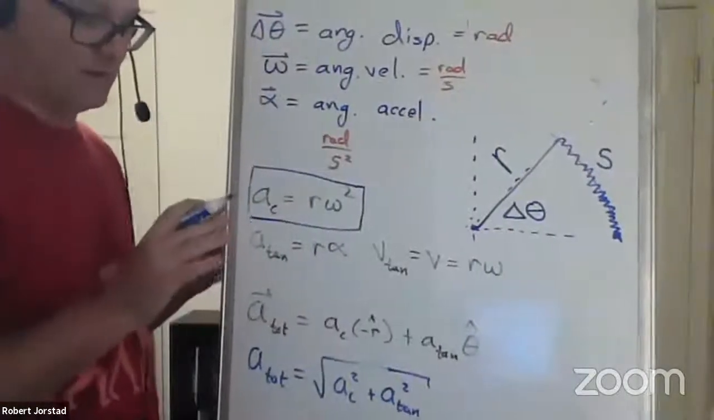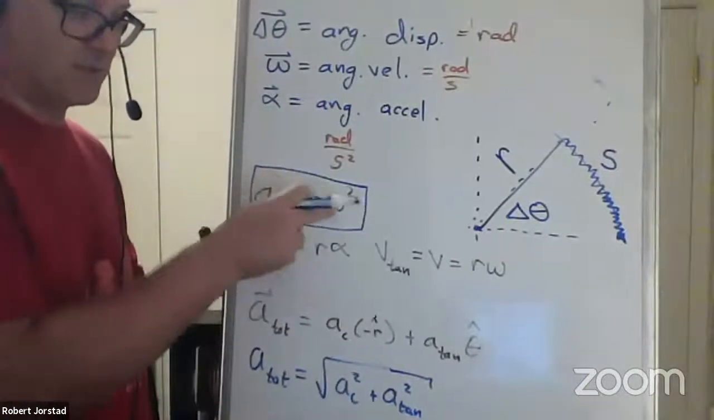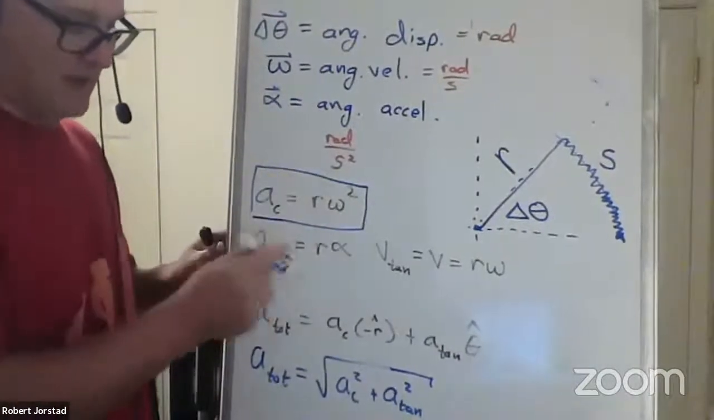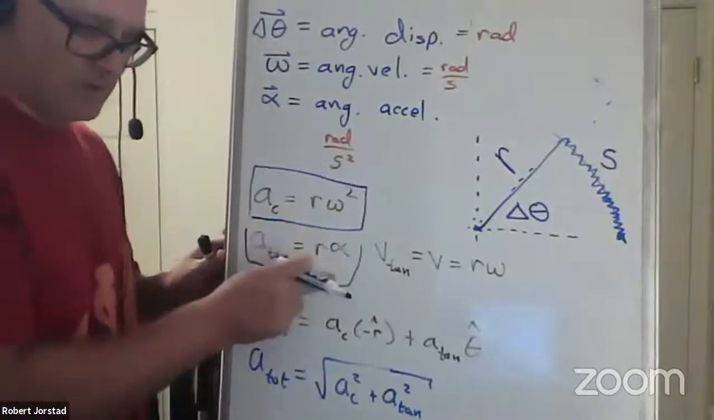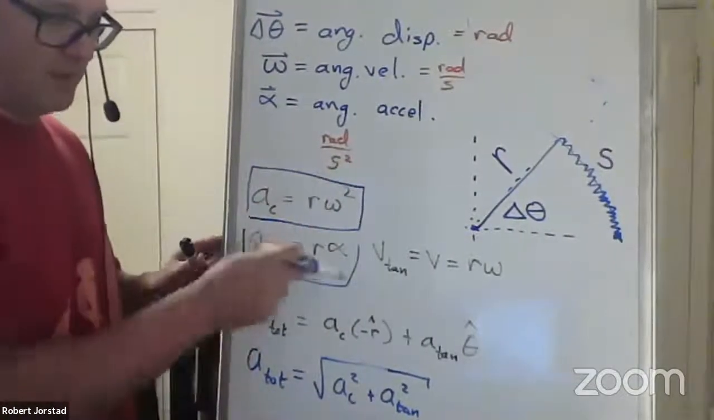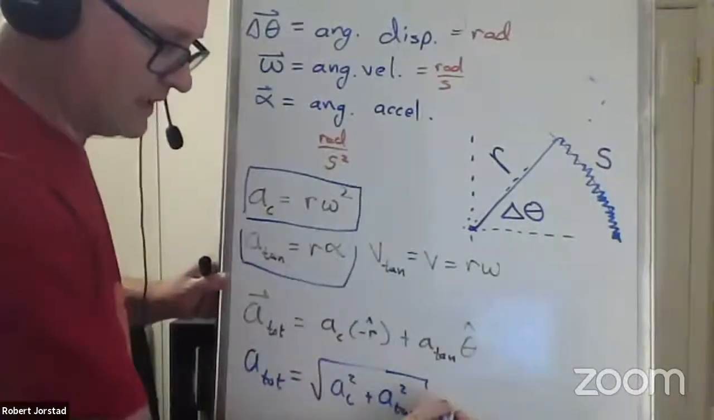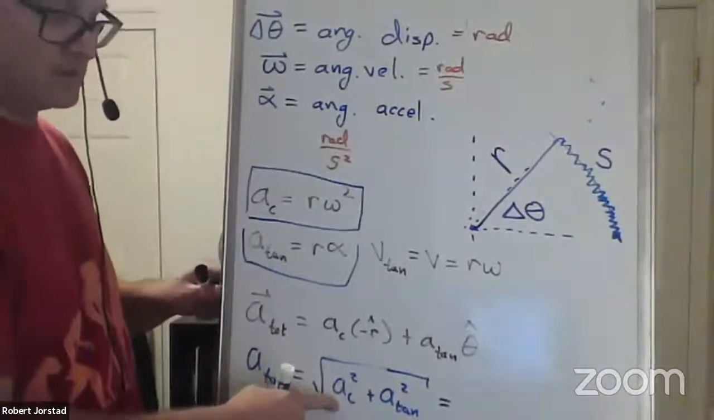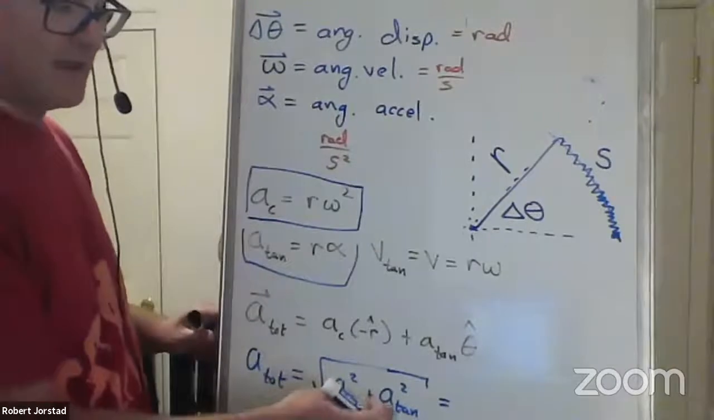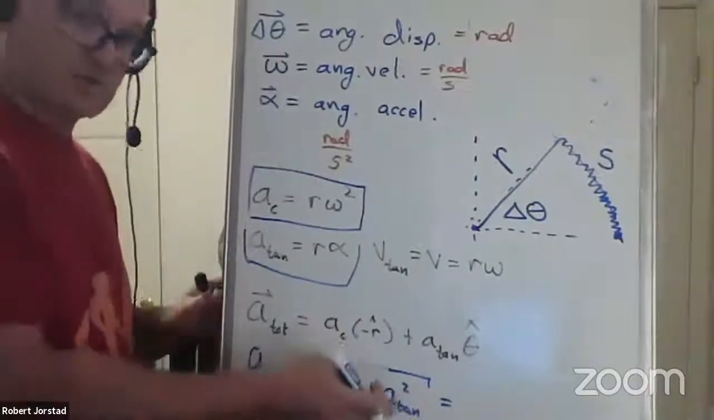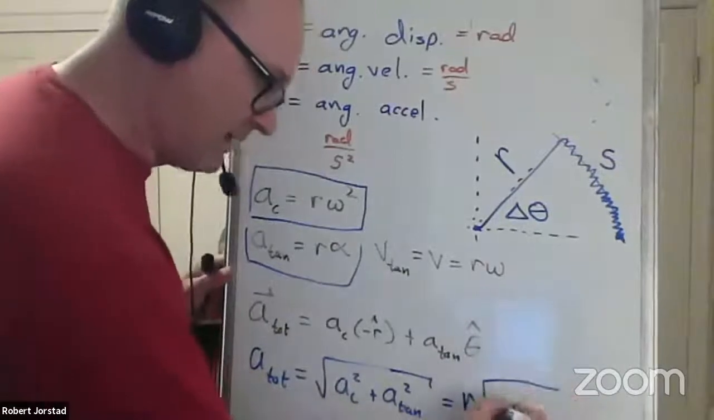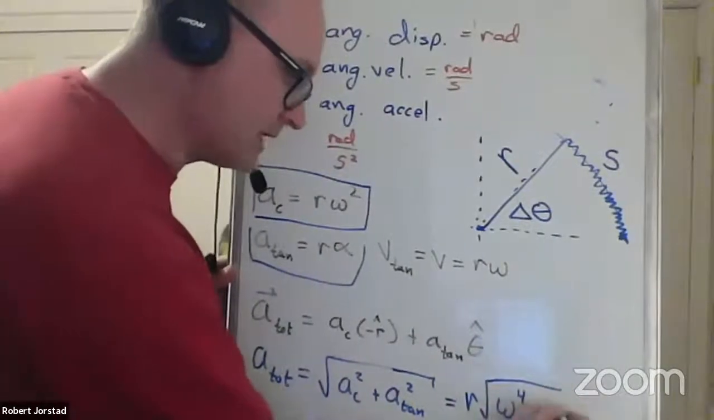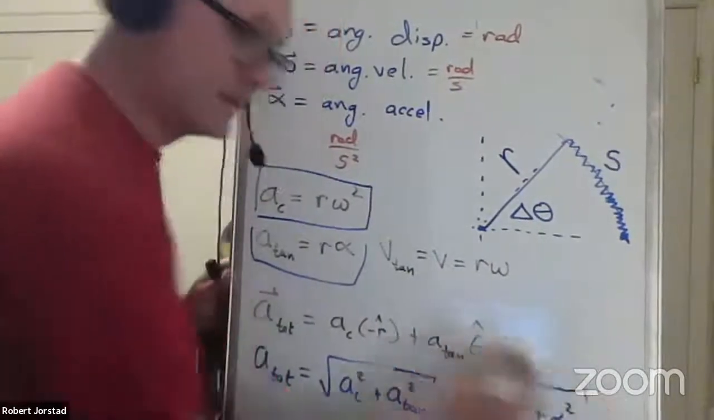AC has got an R omega squared. Think about the units, meters per second per second. A tan has got meters per second squared. Both are good. They both have an R. So if you do a little bit of math, you get an R omega squared, and then an R alpha squared. They both have an R squared inside. The R factors out. You get the square root of, I believe it's omega to the 4th plus alpha squared.